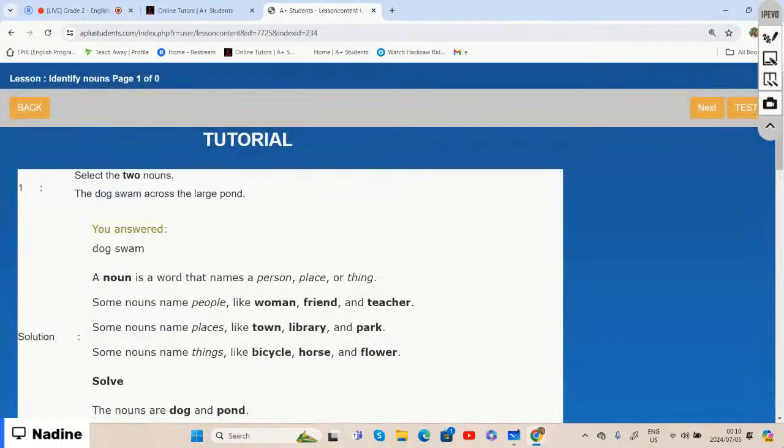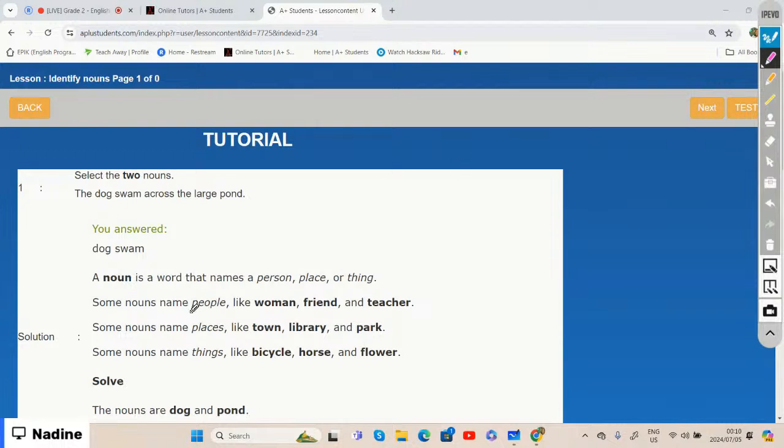All right. So once again, we see the noun is a word that names a person, place, animal, or thing. And here we have identified nouns that name people like woman, friend, teacher. Nouns that name places are town, library, park. Names things, bicycle, horses, flowers, right? That is but a few of the nouns, right?